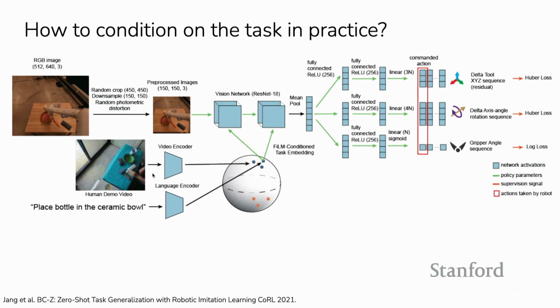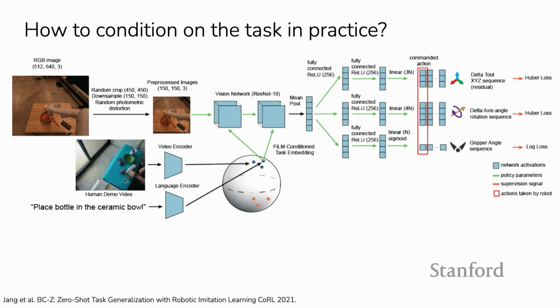And then it also uses actually two different task descriptors. So it uses a language string as one task descriptor, which is "put bottle in the ceramic bowl." And it also trains the model to be able to, instead of using the language, use a video of how to do the task. In this case, the video is a video of a person placing the bottle in the bowl.